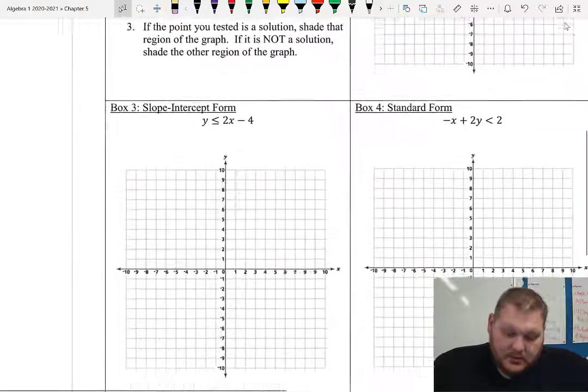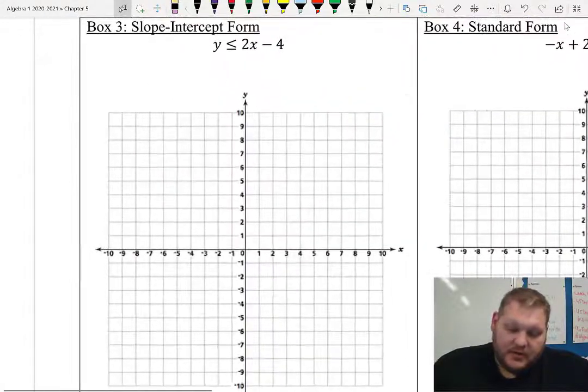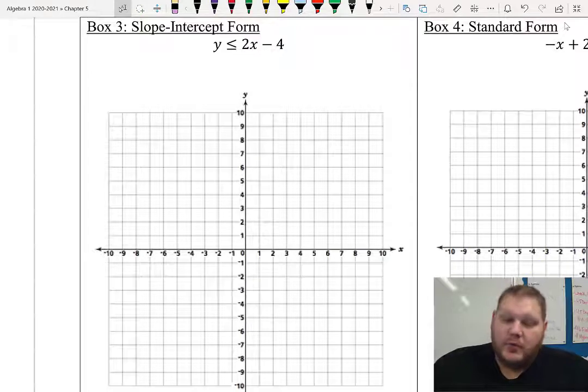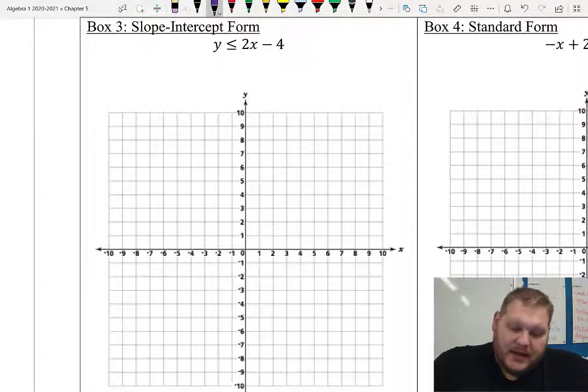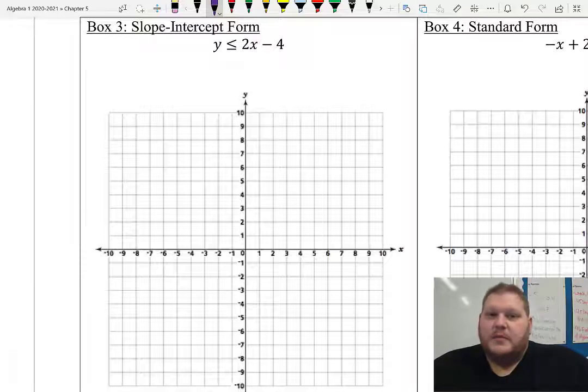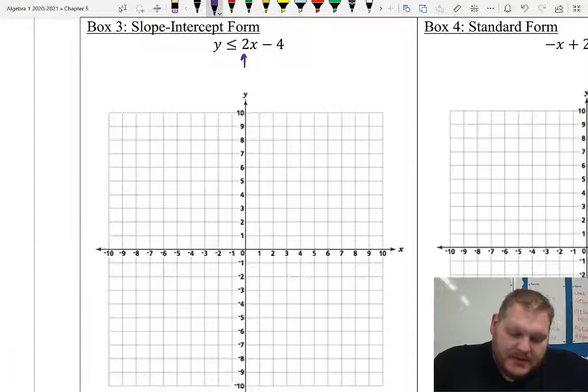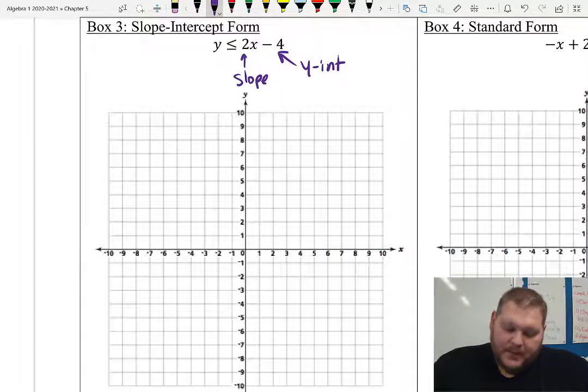And that's it. Obviously, we'll start looking at some other ways our equation can be written, and we'll have more complicated things. But that, in a nutshell, is all we have to do. So in box number 3, we've got an inequality that looks like slope-intercept form. So remember, that tells me that my slope is positive 2, my y-intercept is negative 4. So I'll start with that y-intercept at negative 4, plot my point. My slope of 2 tells me I go up 2 over 1. So there's my second point.